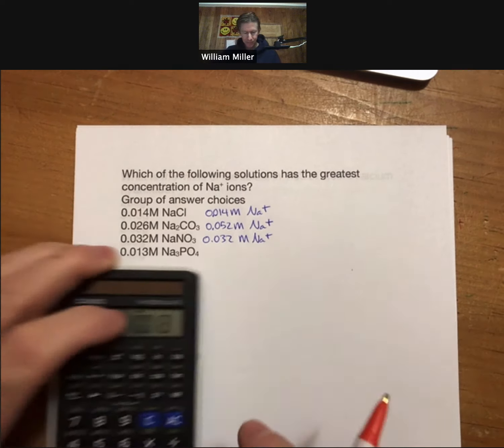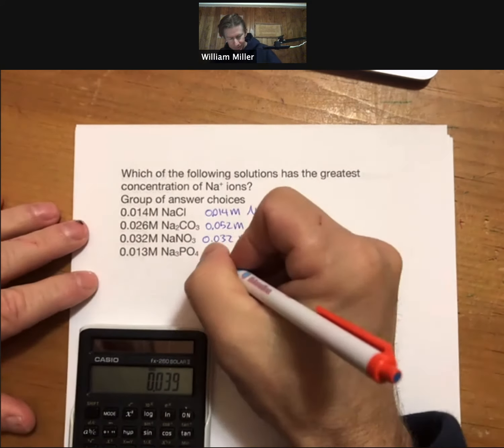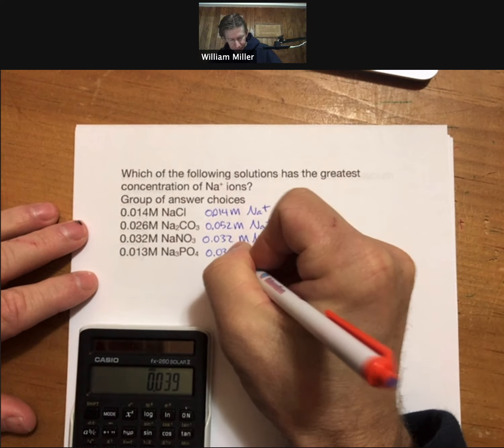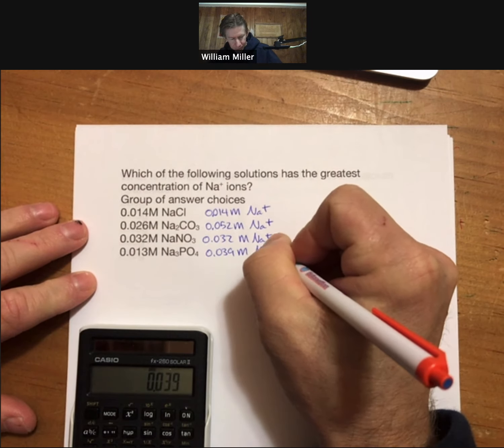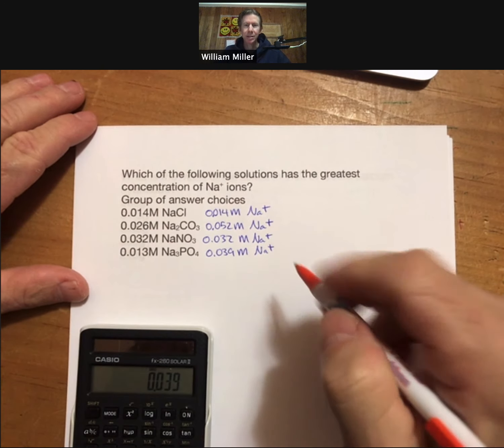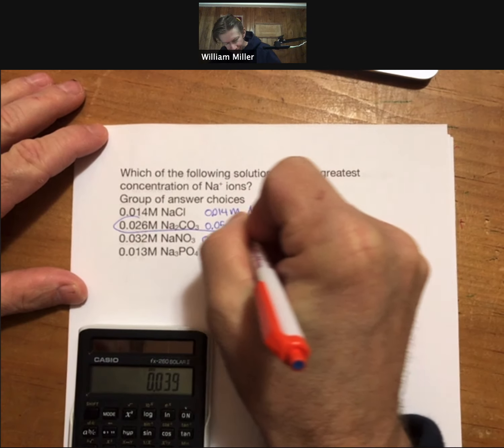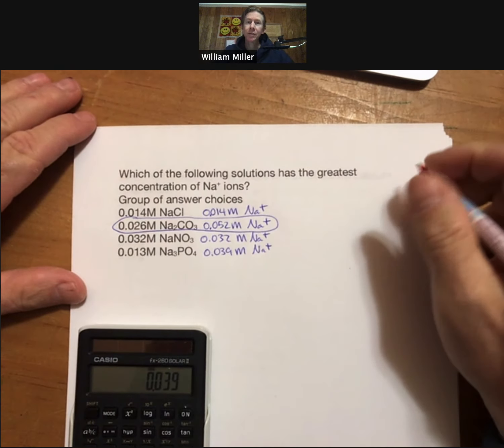0.013 times 3 is 0.039, leaving us with the second solution, which has the greatest concentration of sodium ions.